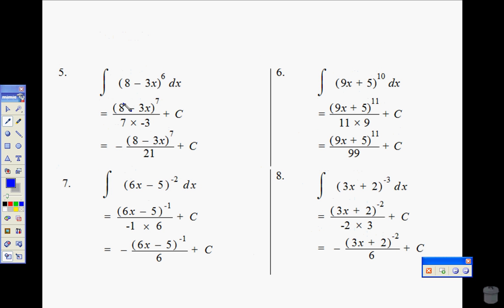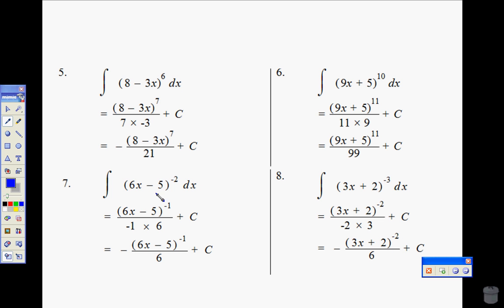Question 5, 8 minus 3x to the power of 6, add 1 to the power to give us 7, divide by the 7, and divide by the minus 3, which is the coefficient of x, to give us the minus 21. 9x plus 5 to the power of 10, add 1 to the power, divide by the power, multiply in the bottom by the coefficient of x, so 11 times 9, so we're dividing by 99 all up.